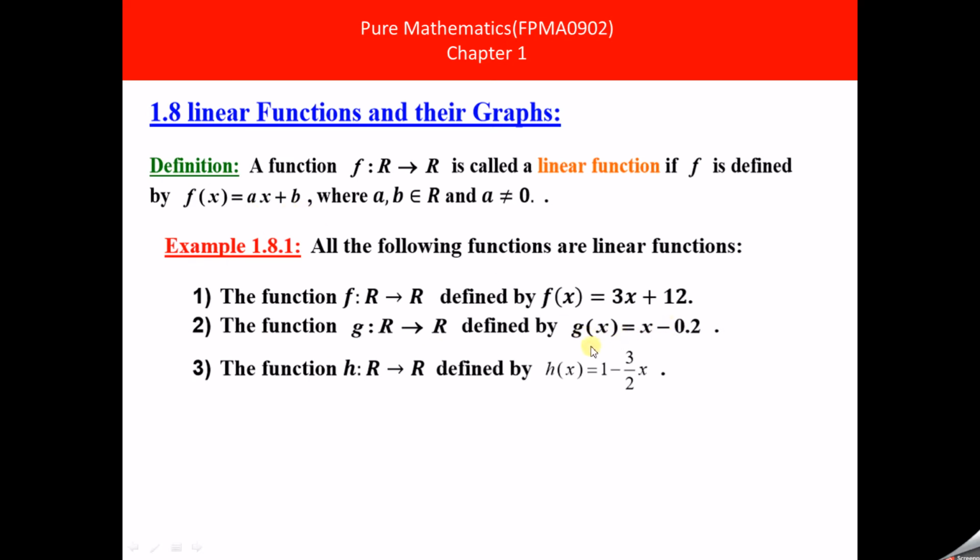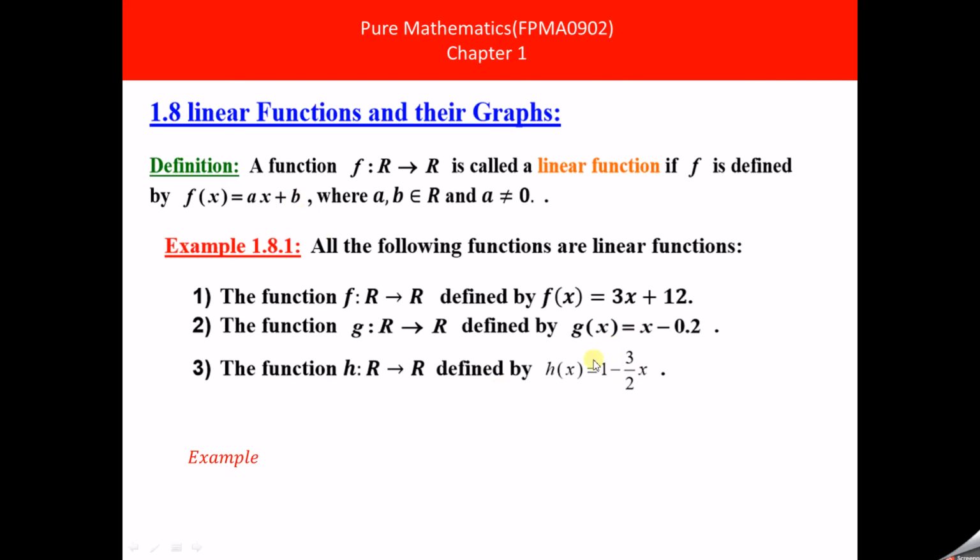If we look at the second example, g(x) = x - 0.2. So the x coefficient is 1. That means a is taken as 1 and b is taken as -0.2. So this is one linear function with a as 1 and b as -0.2. And the third example, h(x) = 1 - (3/2)x. This is also a linear function where the x coefficient is a. So a is -3/2 and b is the constant.